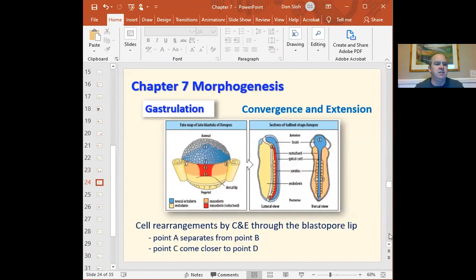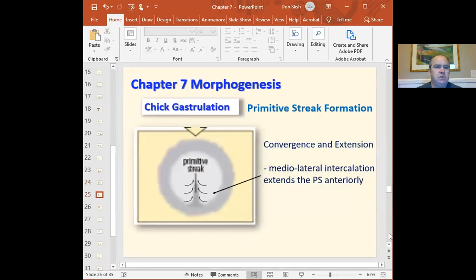And then this is an interesting slide, slide 24, which is talking about how cells that are near each other in the blastula could be far away in the gastrula, or things that are far away end up close together in the gastrula. So things move around a lot during this involution.